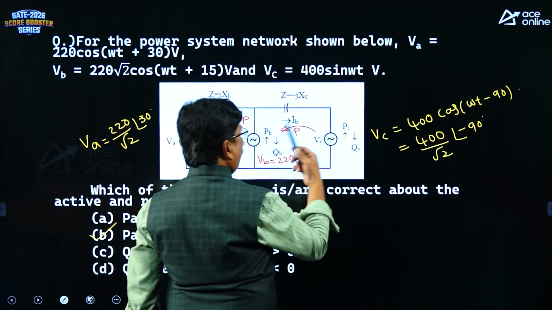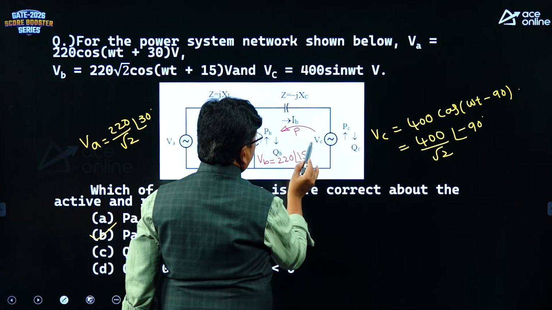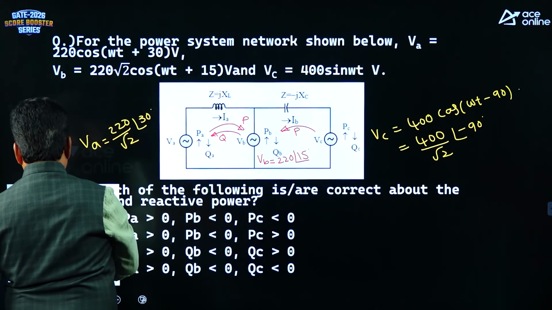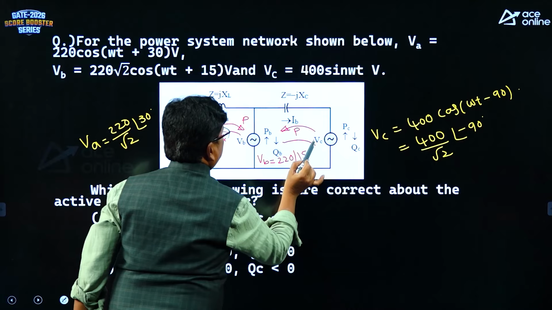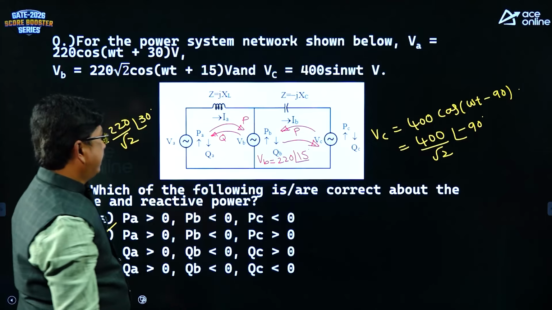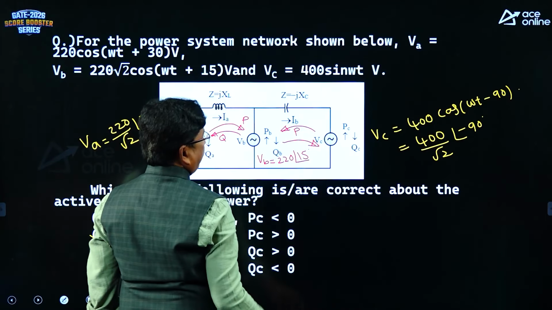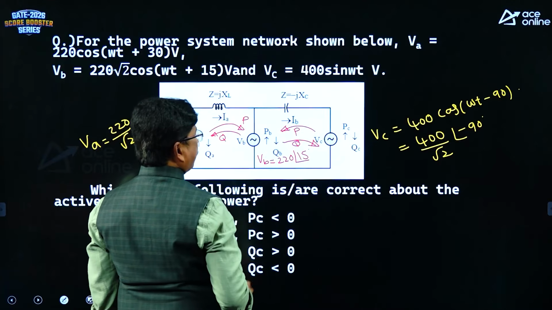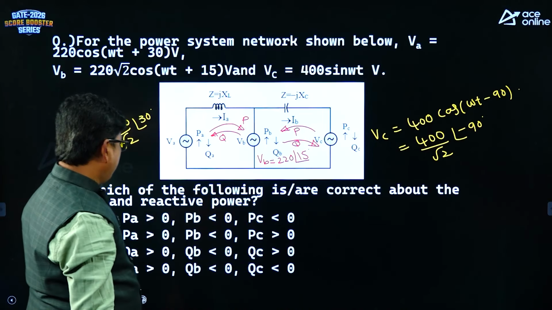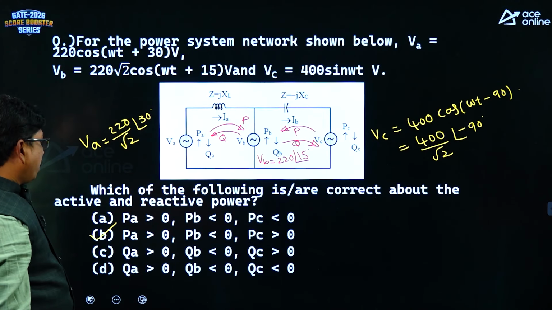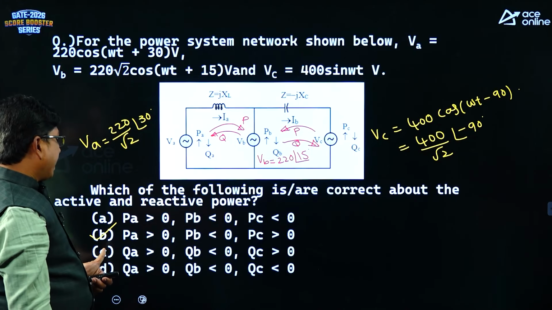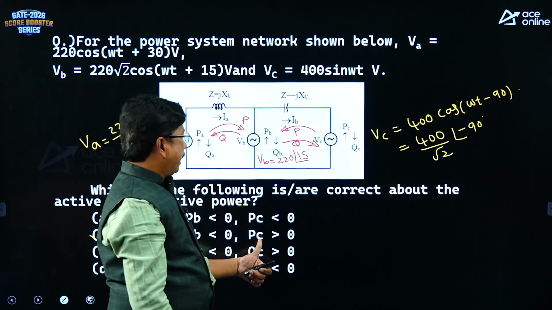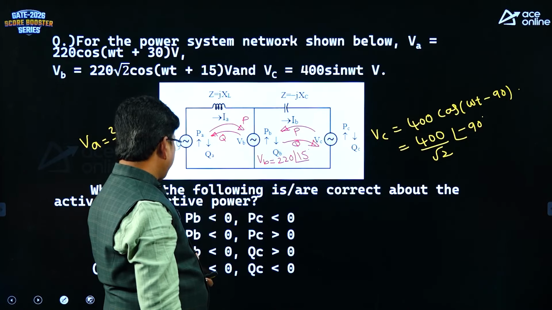And what about the reactive power here? It flows from low voltage to high voltage. This is the direction of the reactive power, students. See here, the direction of the reactive power. Low voltage to high voltage. QC should be greater than 0. QB should be less than 0. Right? So QA greater than 0, QC greater than 0, QB should be less than 0.